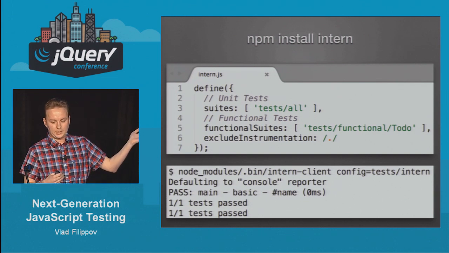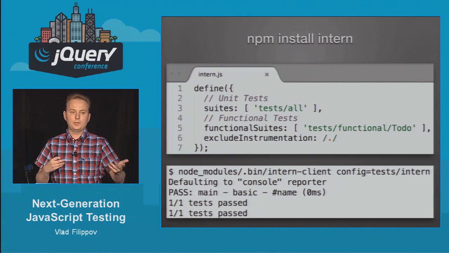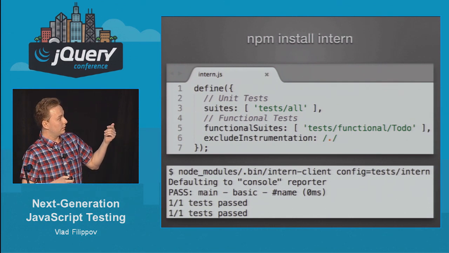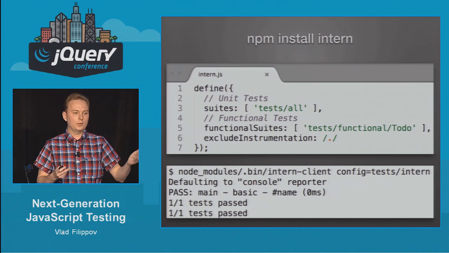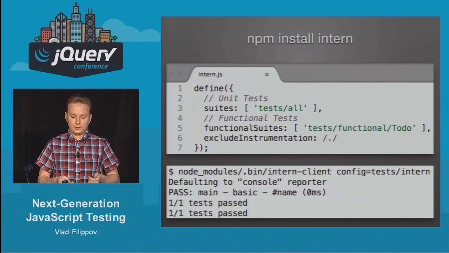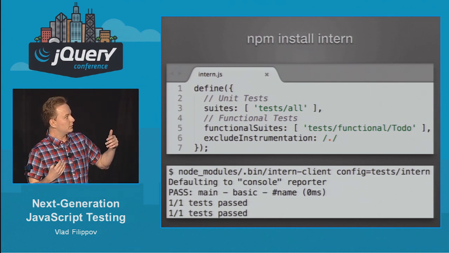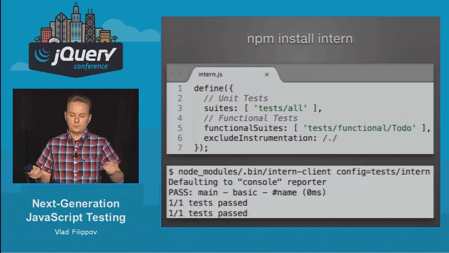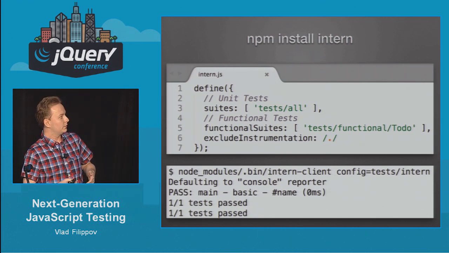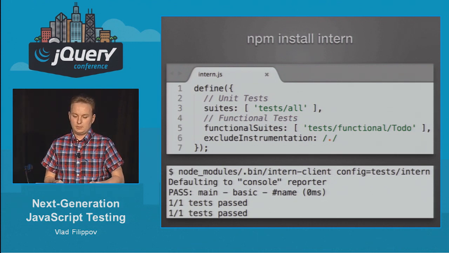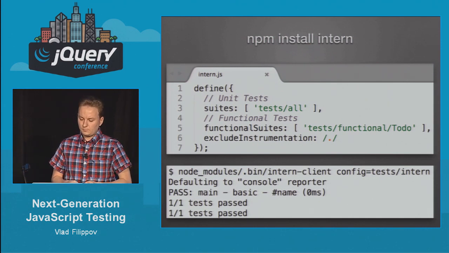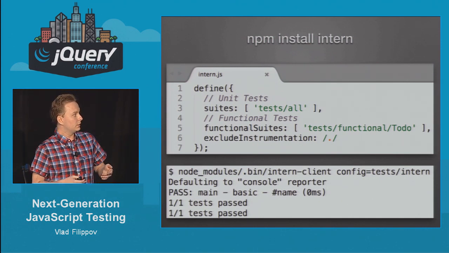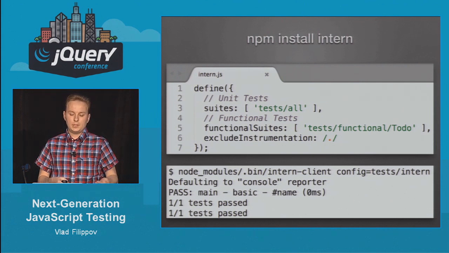When you install Intern, you get several ways that you can run your tests. The first main way is a standalone browser client, where you basically navigate to a client.html page, which ships with Intern, and set a path to your configuration file, and it will run your unit tests. The other two ways that we use with Firefox Accounts are the Intern client executable and the Intern run executable. The Intern client lets us run the tests in the Node.js context, and the Intern runner runs them in the WebDriver context.